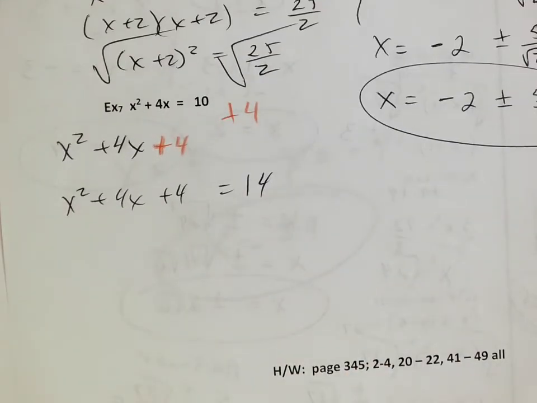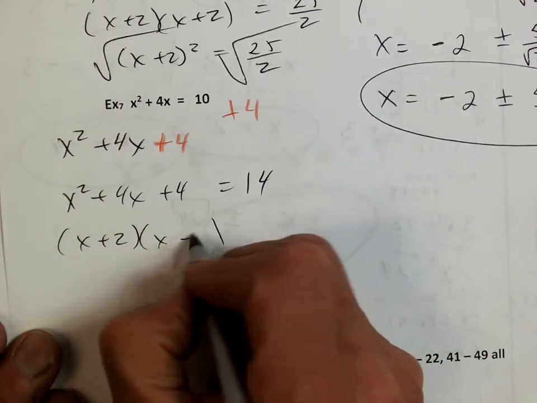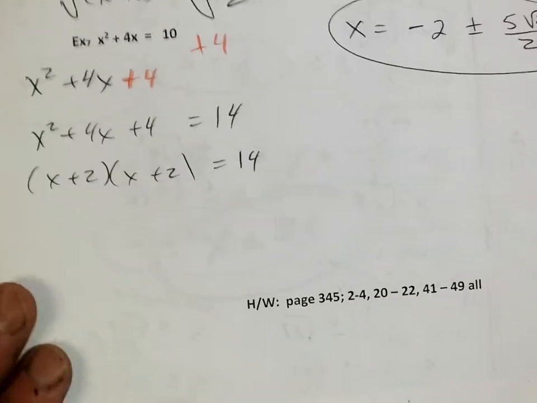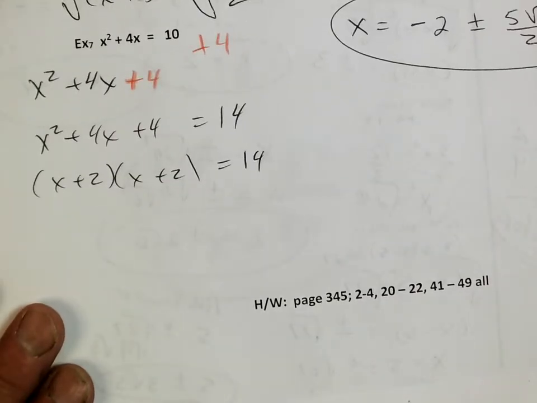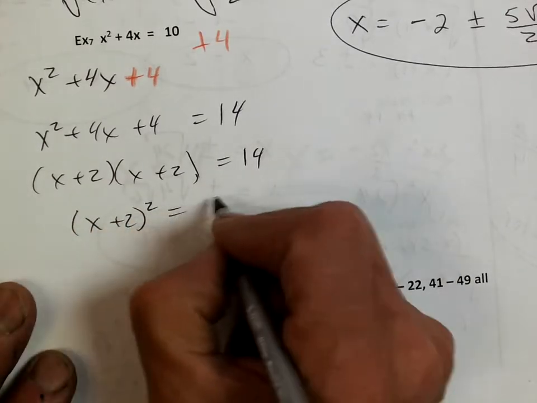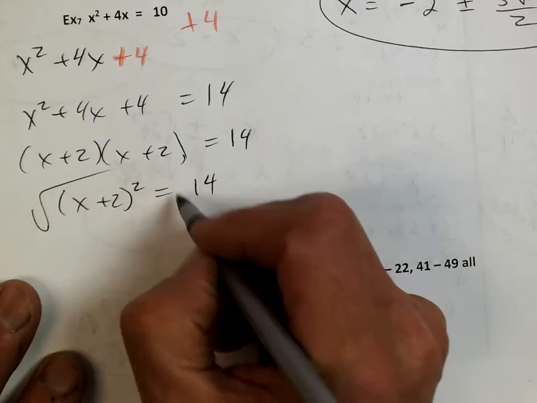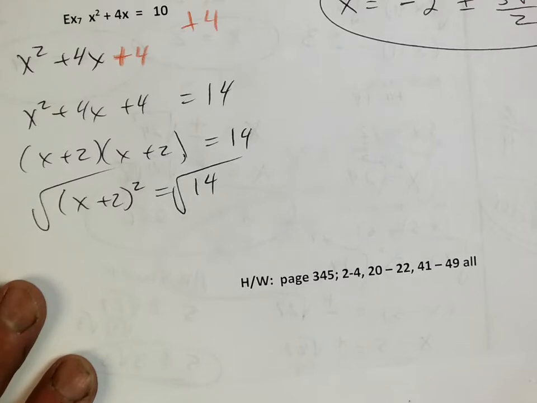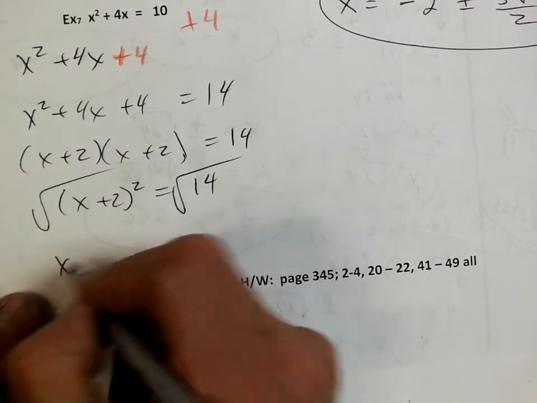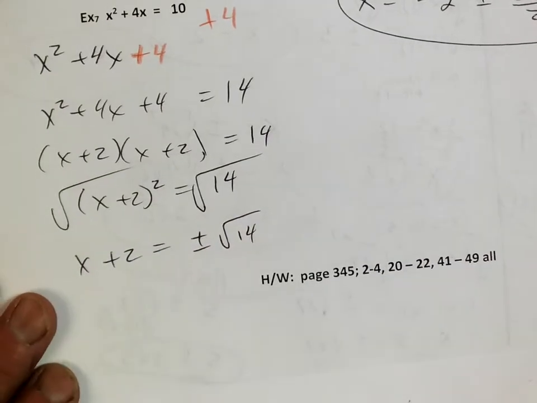Okay. Now I can factor, can't I? I had to throw that 4 in there to factor, right? Factor, x plus 2, right? You guys agree with that? I can rewrite this as x plus 2 squared equals 14, right? Square root. Are we going too fast? 2 answers, right? X plus 2 equals plus or minus the square root of 14, right?